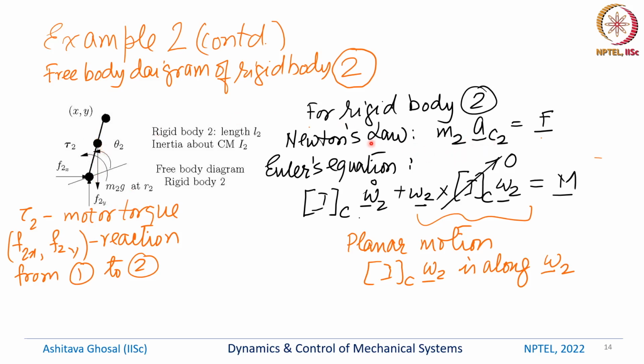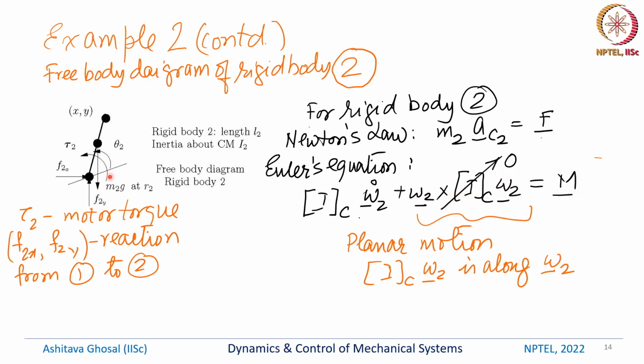So for rigid body 2, we can apply Newton's law, which is M2 into AC2 is equal to F, the net external force. And we can also apply Euler's equation about the CG. Now in this case we don't have any fixed point, but we can apply Euler's equation about the CG, which is I about the CG into alpha, which is omega 2 dot, plus omega cross I omega 2, will be equal to the external moment M.